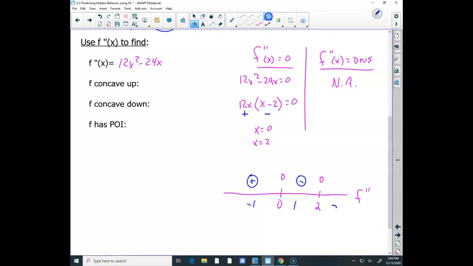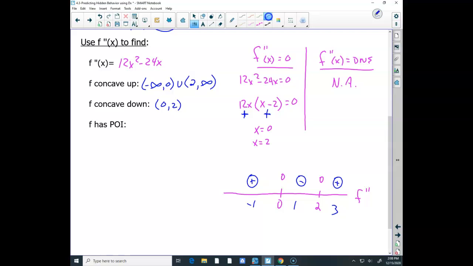Then I'm going to pick any number greater than 2, and I'm going to plug that in there. Well, that's going to make that first one still positive. Now 3 minus 2, that's a positive, times a positive is a positive. So I can see my concavity here. So I'm concave up from negative infinity all the way up to 0, union with 2 out to infinity. Okay, concave down where? I'm going to be concave down from 0 to 2.